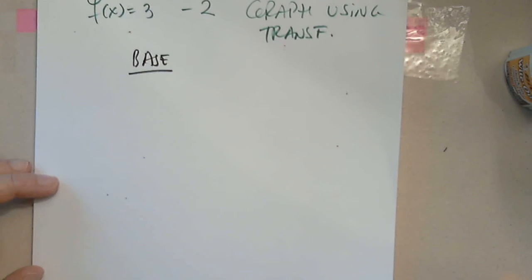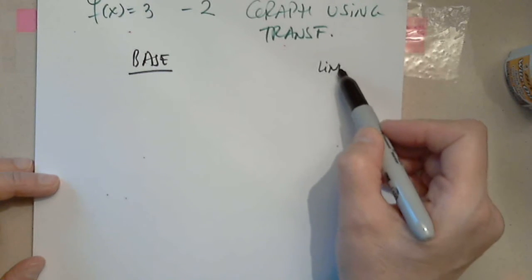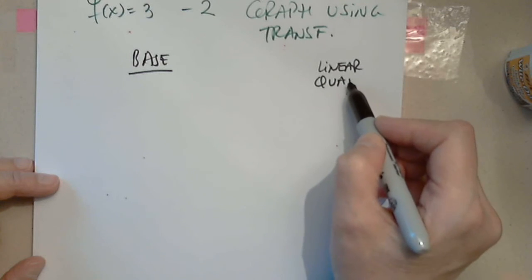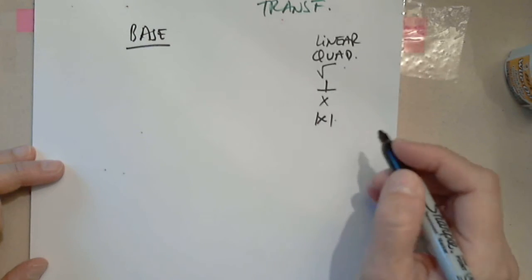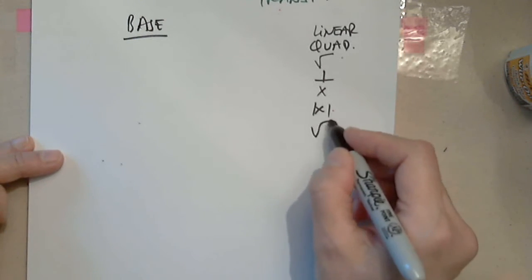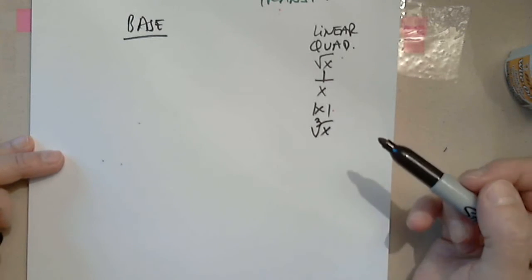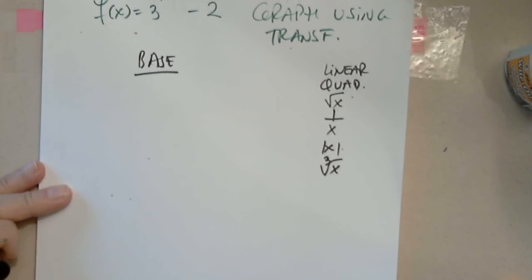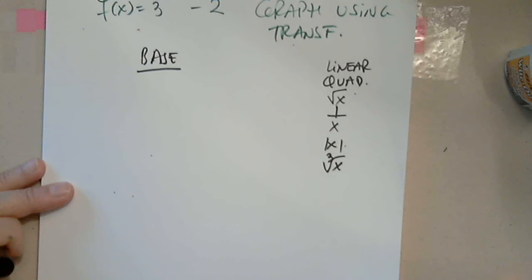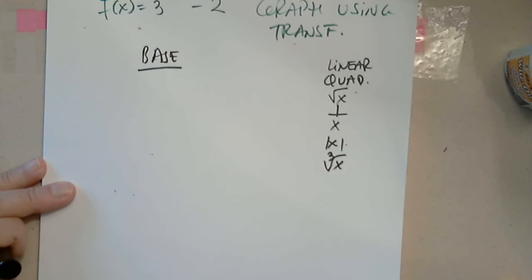And we know tons of functions now. We know linear, we know quadratic, we know the square root, we know the rational function, we know the absolute value, we know the cube root. What function is this? What did I use to create f of x? Anyone? Well, I use the function 3 to the x, of course.